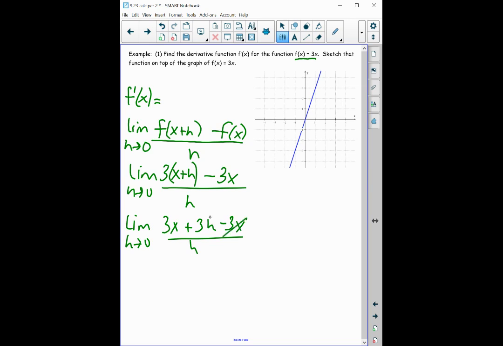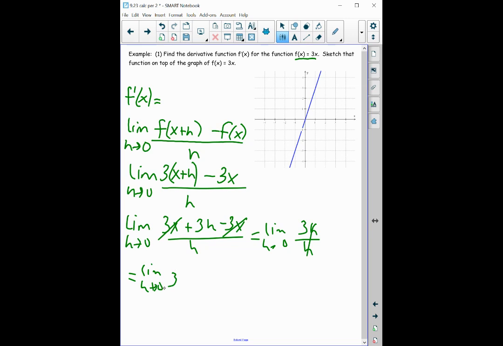Oh, look, these 3x's cancel. Isn't that magic? So now I have the limit as h goes to 0 of 3h over h. Oh man, those h's cancel. Isn't that nice? Well, now I just have the limit as h goes to 0 of the constant 3.